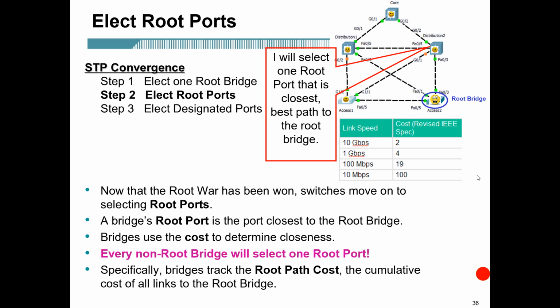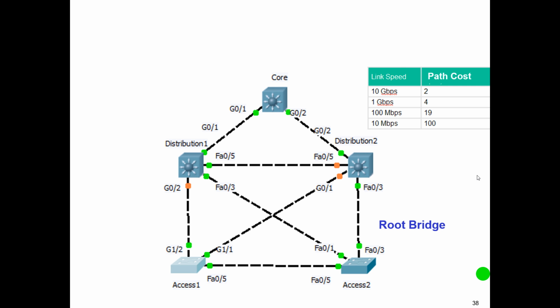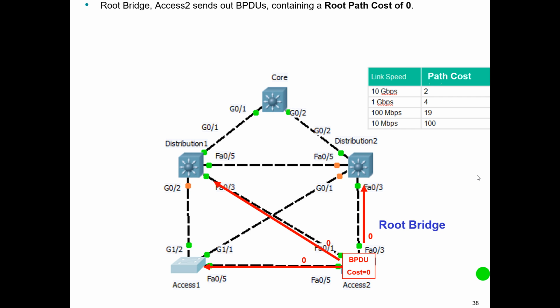Specifically, bridges track the root path cost, the cumulative cost of all the links to that root bridge. So they'll use the cost of the path, the bridge ID, and the port ID to determine the shortest or the lowest cost. So root bridge Access 2 will send out a BPDU containing a root path cost of 0 to all of its interfaces.